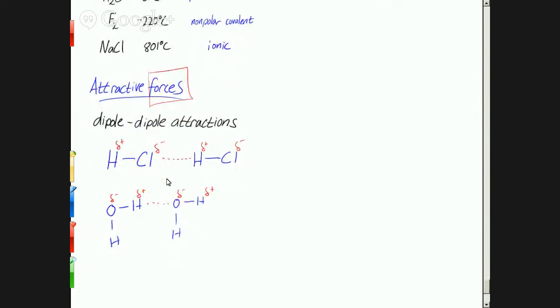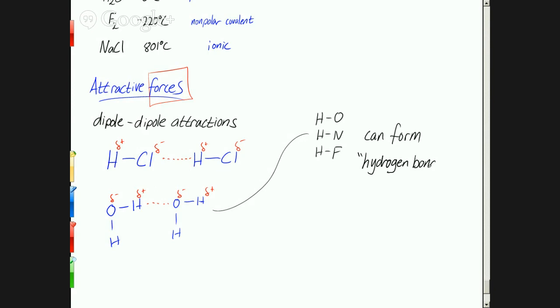Now, just to make things a little bit more confusing, not that I want to, but sorry. When you have three specific types of bonds, HO bonds, HN bonds, and HF bonds, can form something called hydrogen bonds.